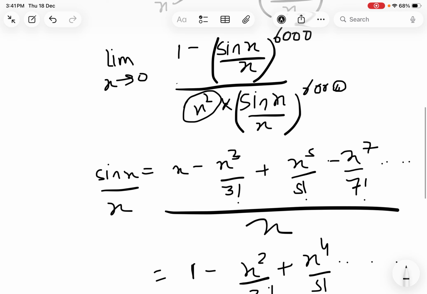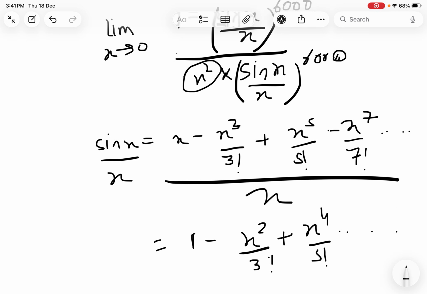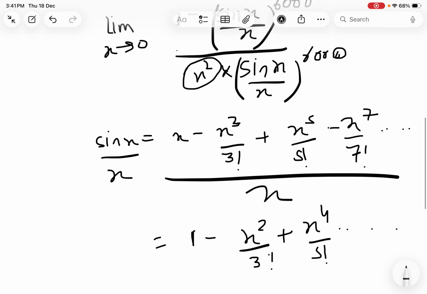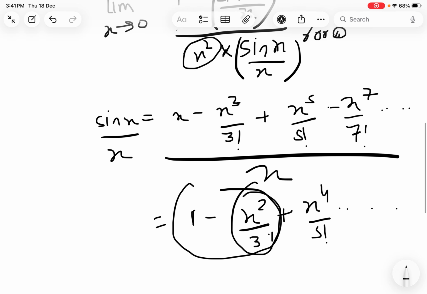But we know that when we expand, we just need the terms till the power of the denominator. So if we have x square in the denominator, then we just need the x square term, the first term having a power greater than or equal to the denominator. So x square by 3 factorial is the term which has equal power as in the denominator. So we are going to expand only till here. So what will sine x by x become? It will become 1 minus x square by 3 factorial that we are going to use over here.